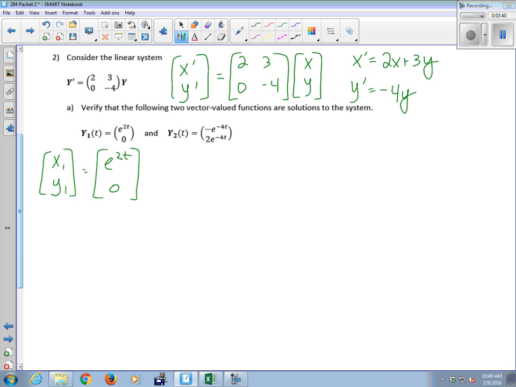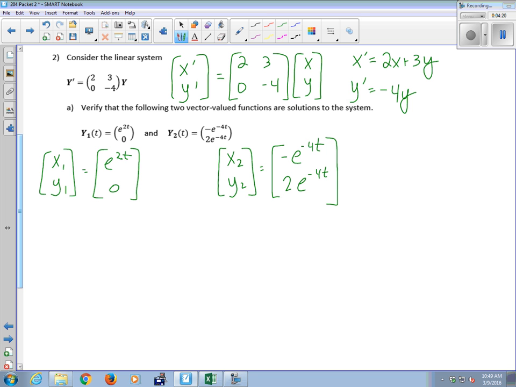So x1 is e to the 2t, y1 is 0. And then y2, again a bold y2, means x2, y2. That's another vector with another solution, negative e to the negative 4t and 2e to the negative 4t. I'm being asked to verify that both of these are solutions to the system above. To show that something is a solution, you have to show that it satisfies both equations.